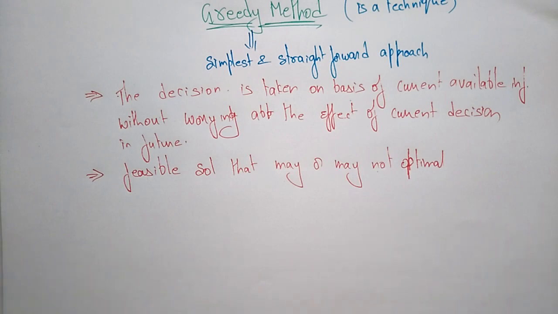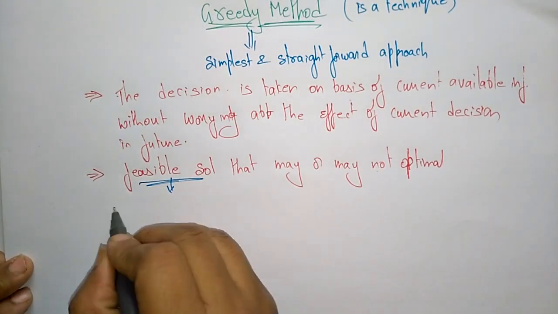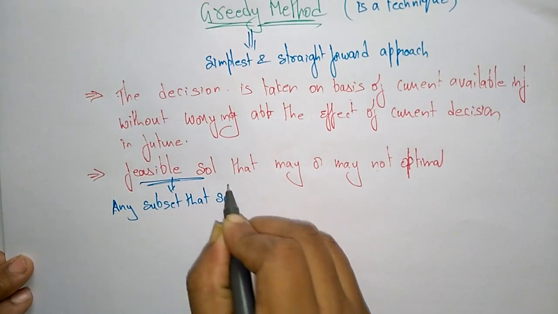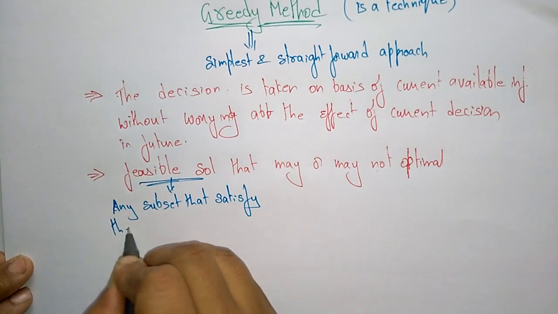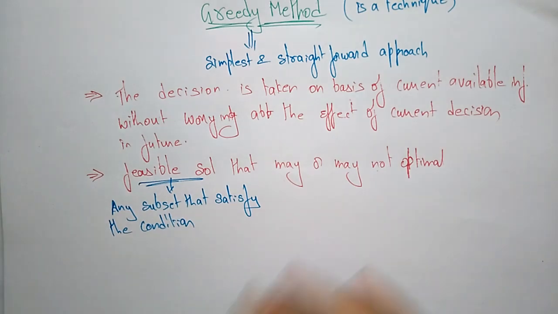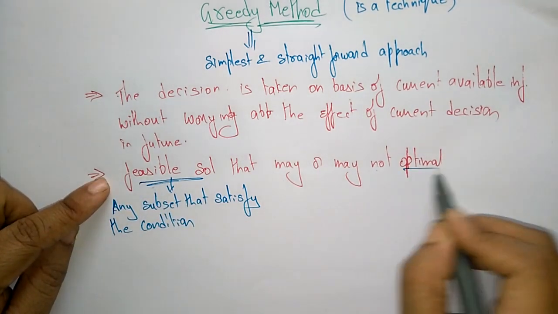Suppose you take n inputs, its solution contains a subset of inputs. Whatever n inputs you have taken, the solution contains a subset of inputs which satisfies a given condition. If you take any subset that satisfies the condition, you call it a feasible solution. Among all the subsets, if any subset satisfies it, then that subset is a feasible solution. What is an optimal solution?